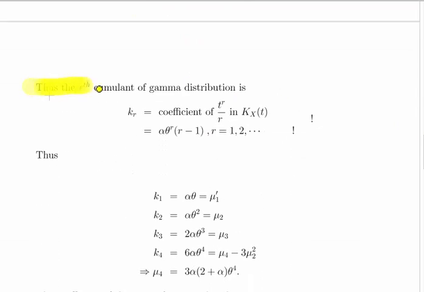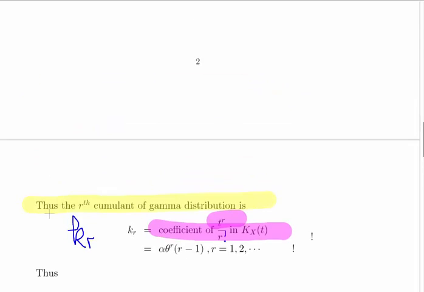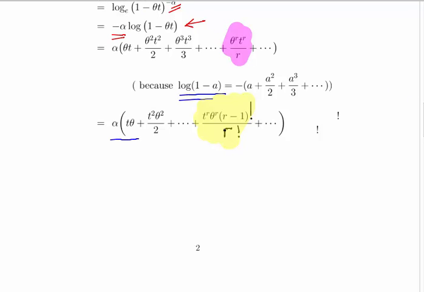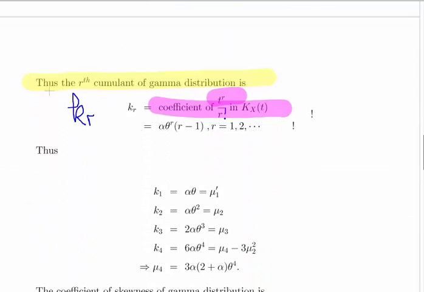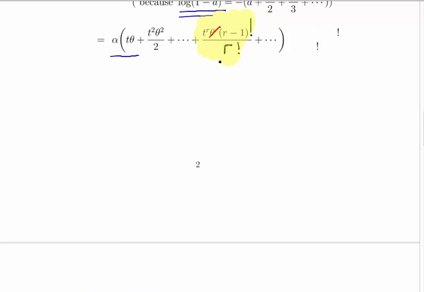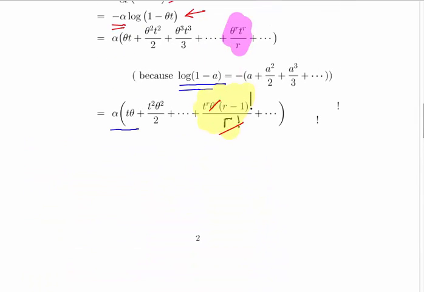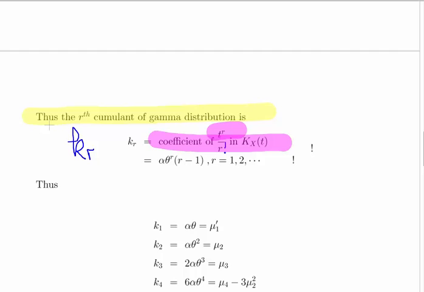Essentially what we want to do is find the rth cumulants of a gamma distribution. Each of these cumulants is called small k, or sometimes kappa, and they're the coefficients of t to the power of r divided by r factorial. This is a standard result that we're going to require. So it's the coefficient of t to the r over r factorial, which is alpha times theta to the r times r minus 1 factorial. What we are left with is this part here, theta to the power of r times (r minus 1) factorial. Those are the coefficients of those expressions, and that's going to be handy going forward.